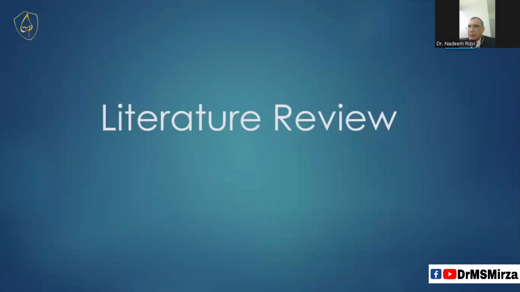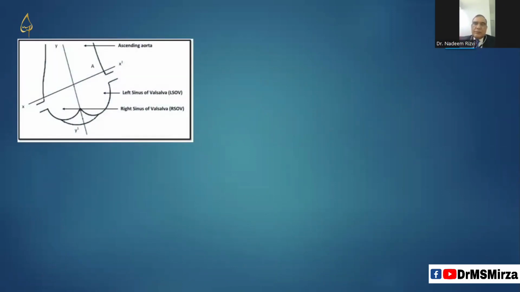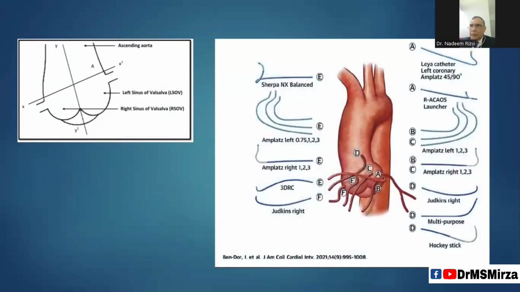So going through the literature, the aortic root can be divided into right and left sinus of Valsalva, as well as the ascending aorta, with the help of imaginary lines. And this diagram represents different possibilities of anomalous RCA origin, and mainly there are 5 possibilities which we label as A, B, C, D, and E depending upon the location of their origin.